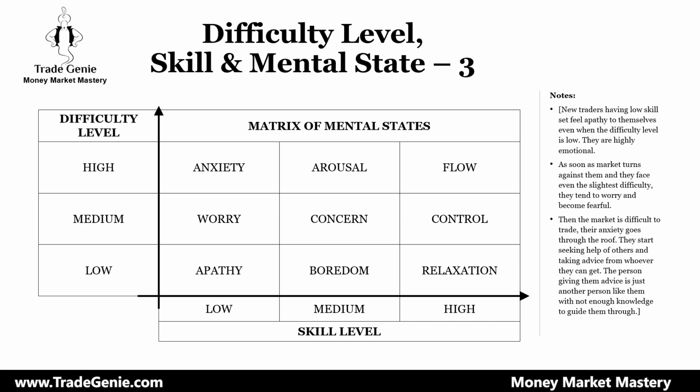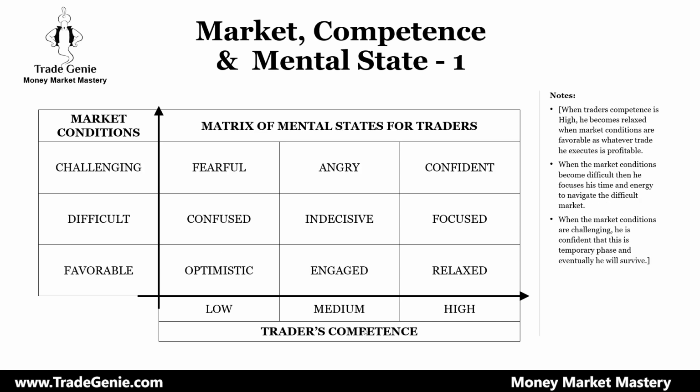Now let's go to another matrix, which is trader's competence. We talked about the belief, we talked about the skill, now the competence, and again, the market conditions. If our competency level is low, when the market condition is favorable, we become optimistic, and we also become pessimistic. When the market condition changes to difficult, we become confused. Because the market was favorable and we were making money, and our skill level is low, we become confused. And then when the market condition becomes challenging, we become fearful. So we start dumping and doing all kinds of things. We adopt this mental state of fearfulness.